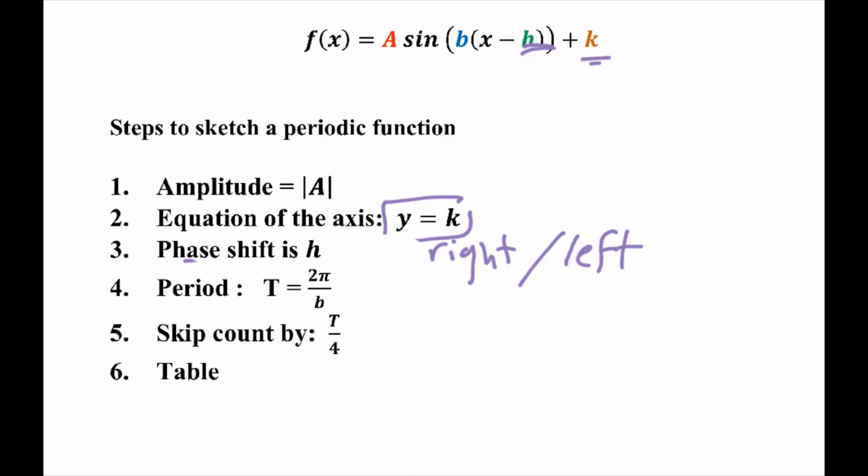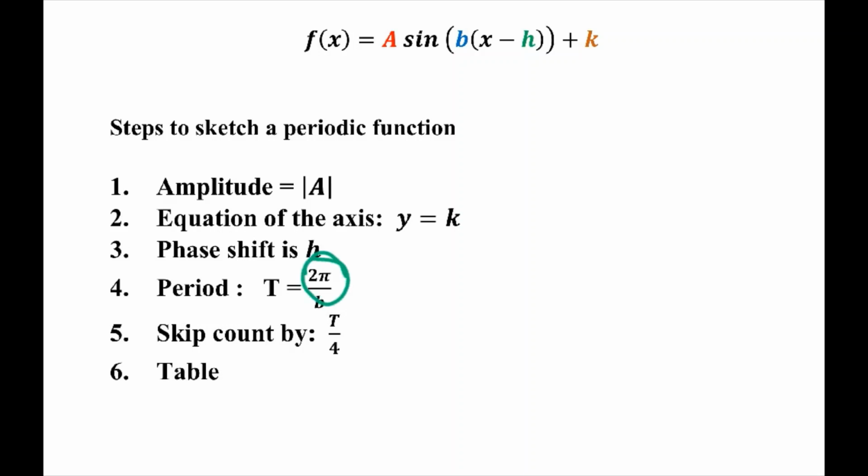That's something you need to know, because usually the period of the parent function is 2 pi, but sometimes we shrink, compress, stretch, and all of these factors. So how do we find it? 2 pi over b. Finally, we have something called skip count. So we'll skip count by the T, the period, over 4.